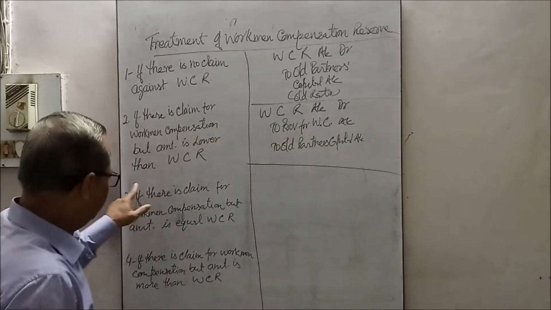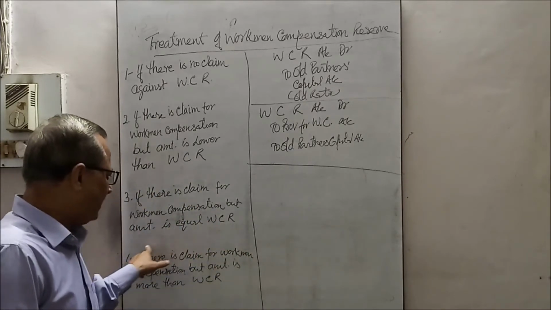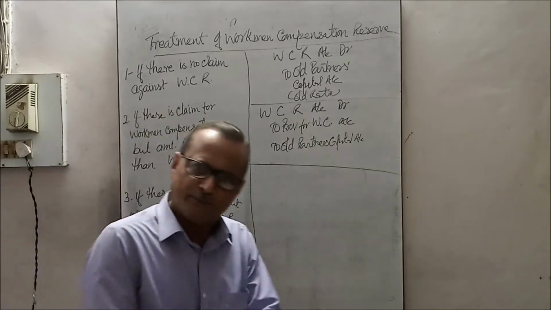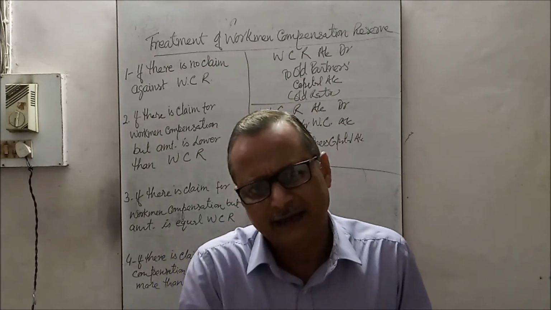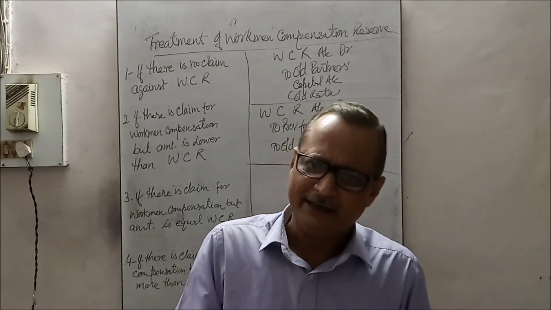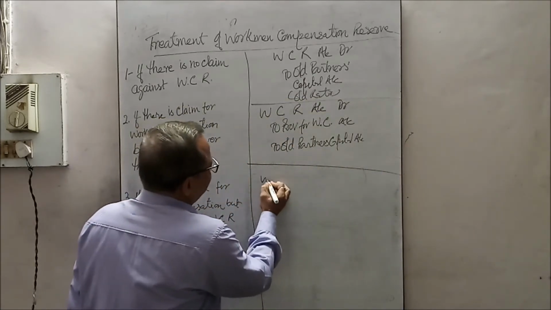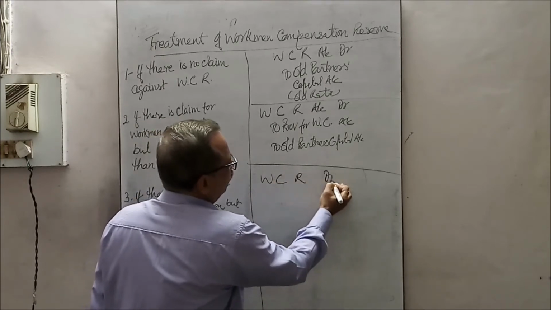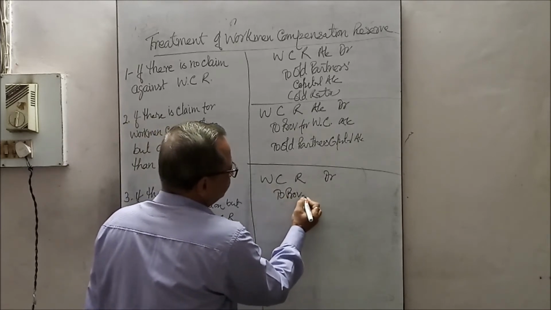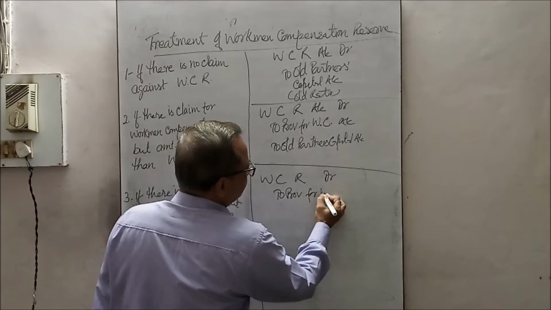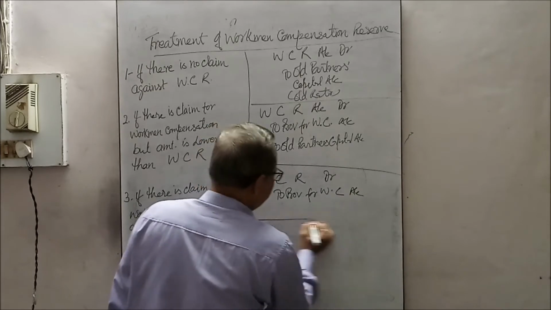This is it. Now, if there is a claim for workmen compensation, but the amount is equal to WCR, both are equal. The WCR appearing in the balance sheet is equivalent to the claim being made or to be made. In that case, whole of WCR is debited to provision for workmen compensation account. This entry should be passed.